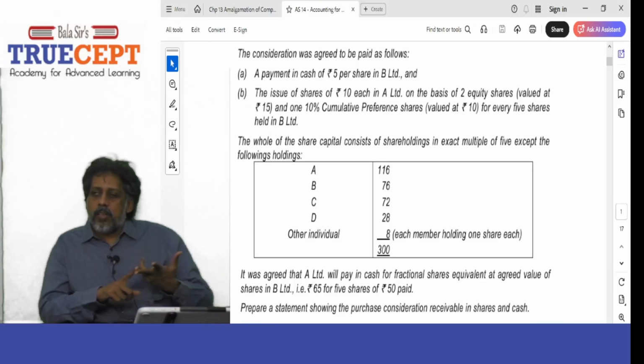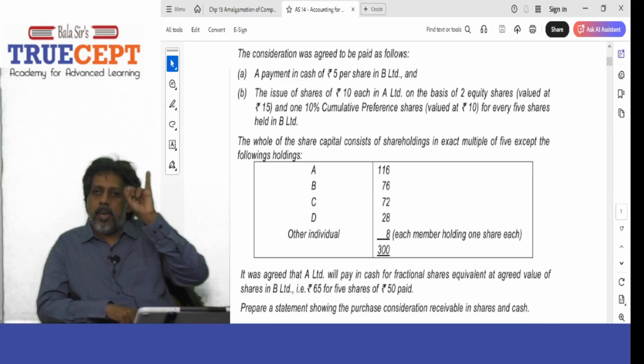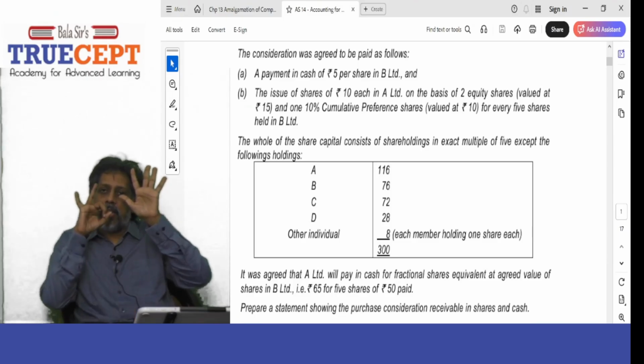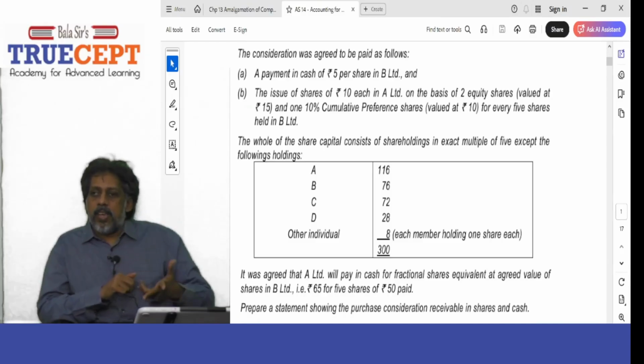Therefore, check this. What is a fractional shareholding now? 1 share held by A, 1 share by B, 2 shares by C, and 3 shares by D, and 8 shares. What is 7 plus 8? 15. In all, 15 shares.